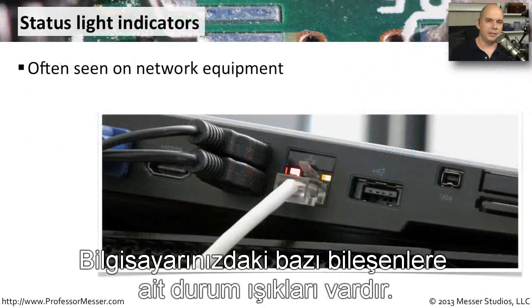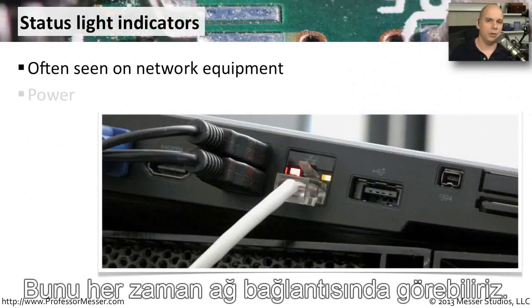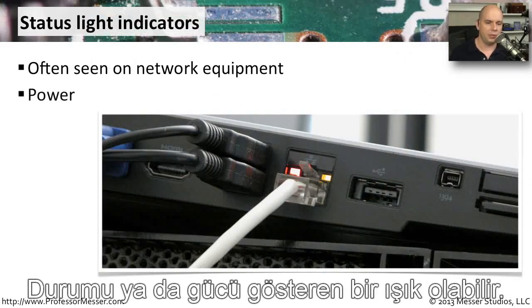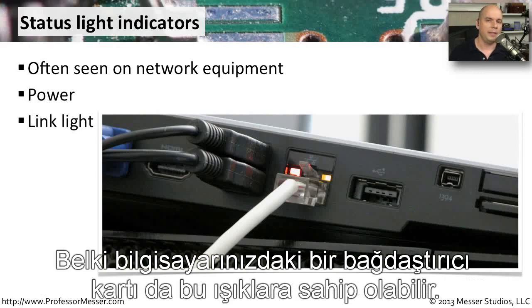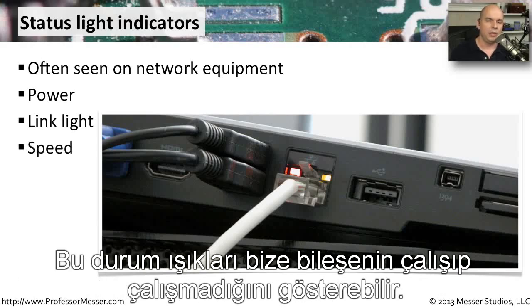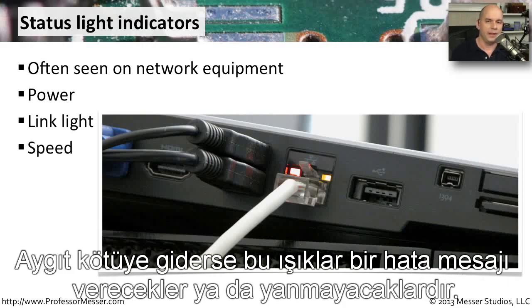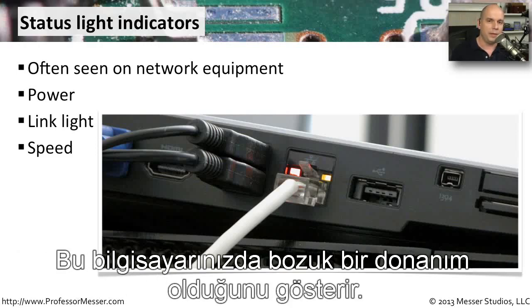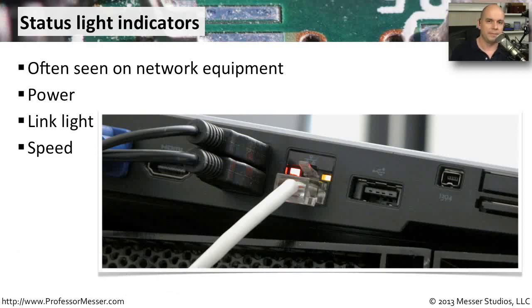Some components on the inside of your computer will have status lights associated with them. We see this all the time with network connections. There may be a light there that shows status or power. Maybe it's an adapter card that's inside of your computer that has these lights on the side of it that are going to tell us about how that particular component is working. You can use those status lights to help determine if a component is working or not. If the device goes bad and you notice the status lights are giving an error message or they're not coming on at all, that may point to some bad hardware in that computer.